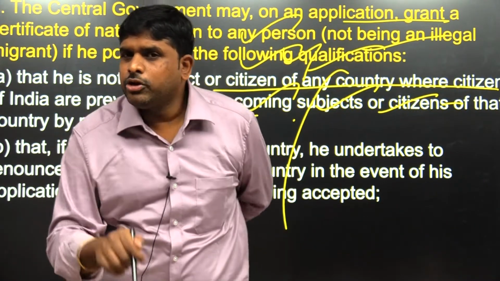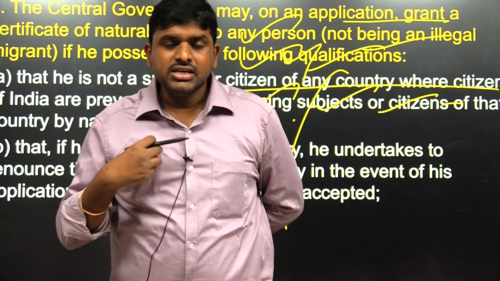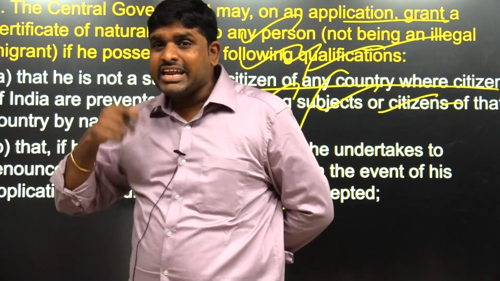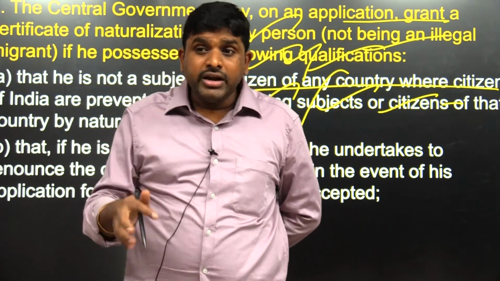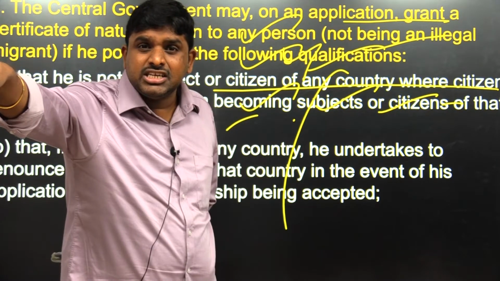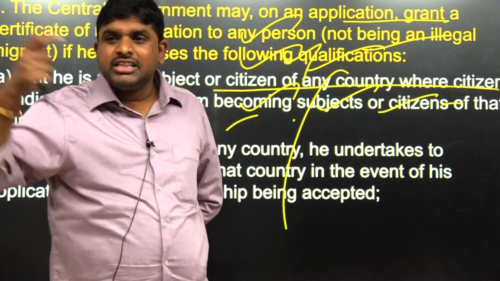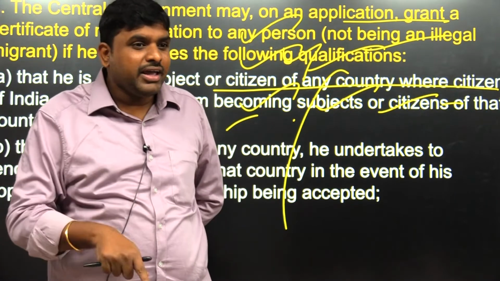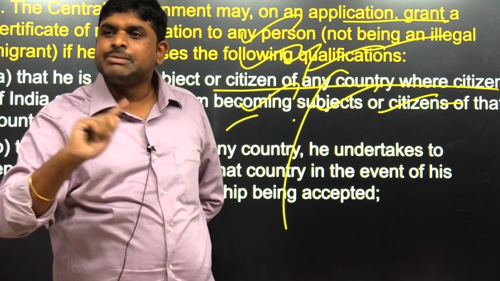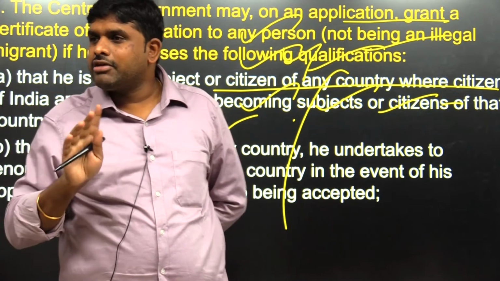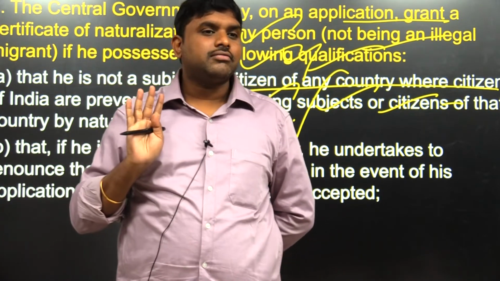It means if you are coming to my country and asking for citizenship, the central government under the fourth clause can give citizenship, provided my citizens also get citizenship in your country. If you are not giving citizenship in your country, then I will not give citizenship in my country. It is reciprocal. If you give, I will give. If you are not giving, then I will not give.